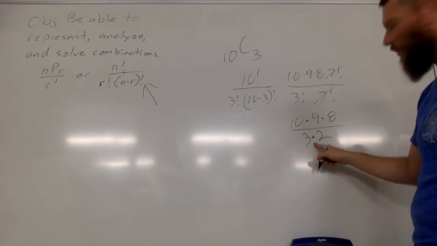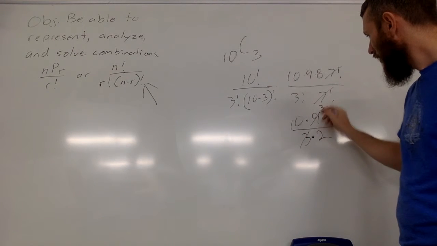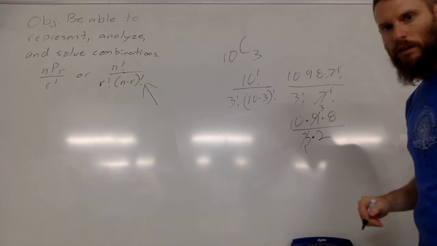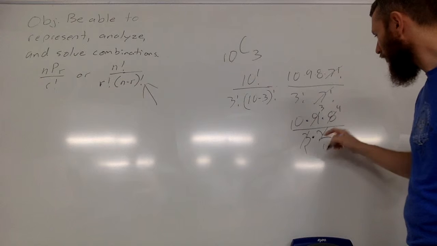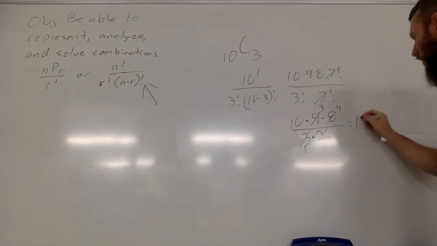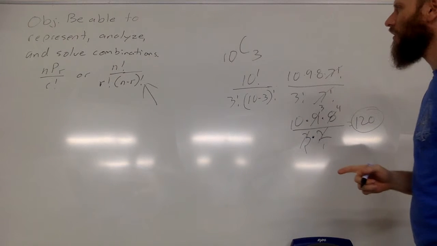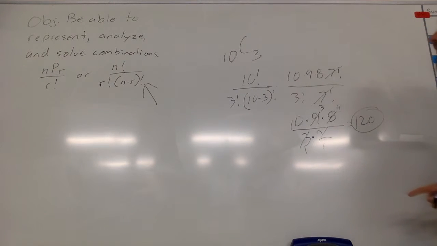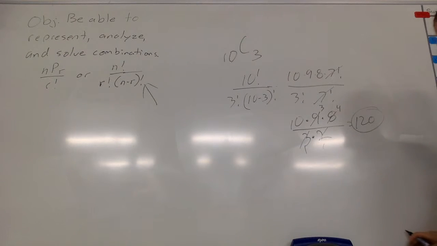Well, watch this simplifying. This 3 and this 9 can cancel to 3 and 1. You guys know how to do that, simplifying fractions? This 8 and this 2 can cancel to a 4. So now I have 10 times 3 is 30, times 4 is 120, and you can do that math without a calculator. So there's 120 different ways that you could have 3 different toppings out of 10 on a pizza, and the order in which you put the toppings does not matter.